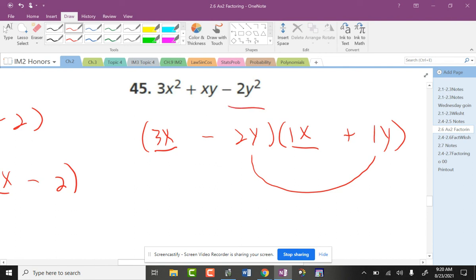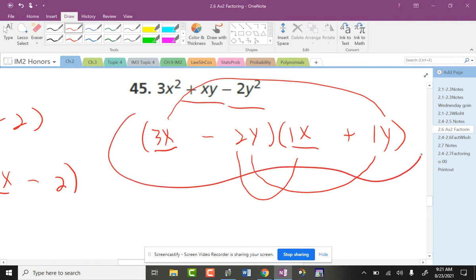Now we check the middle term. What's 3x times 1y? 3xy. And then what's -2y times x? And then all we have to know is what's 3 plus -2? 1. Boom shakalaka. We're done. All right. Since it checks, that is the factorization. Because good foilers, say it. Good factors. Stop sharing.